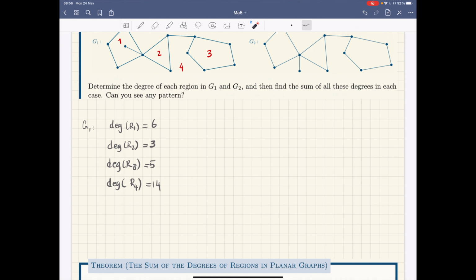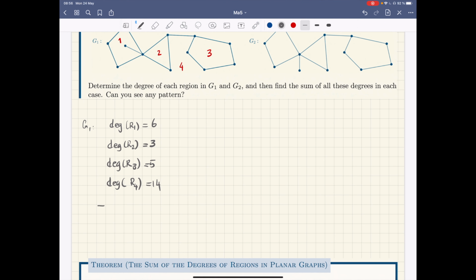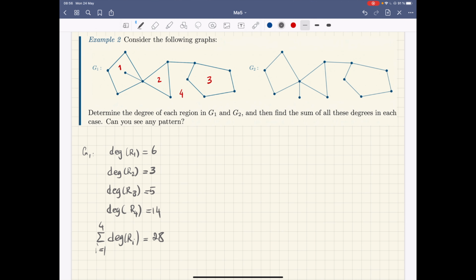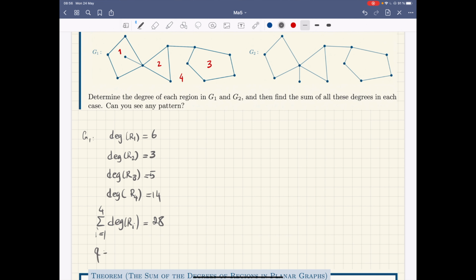Yes? And now let us add these numbers. So the sum of degree of Ri, i goes from 1 to 4. How much is that? 28. Yes? And let us count how many edges we have. So what is Q in this problem? So 4 here, 5, 6, 7, 8, 9, and 5 here, 14. Yes? So you see that this is equal to 2Q.